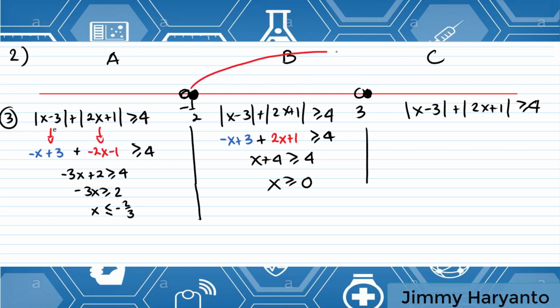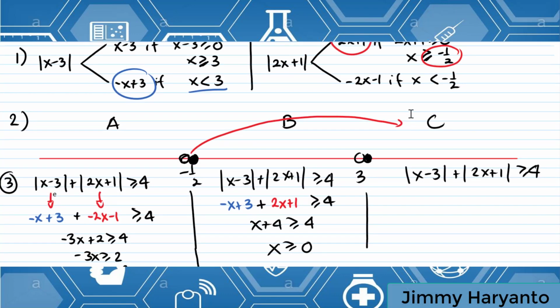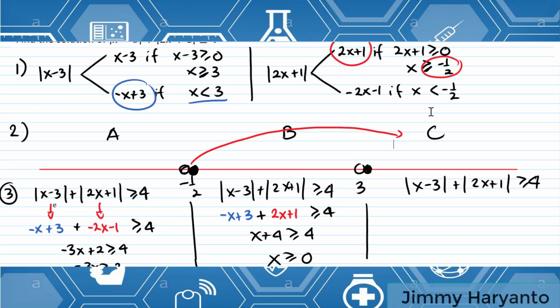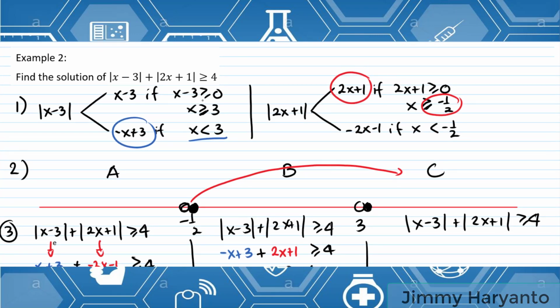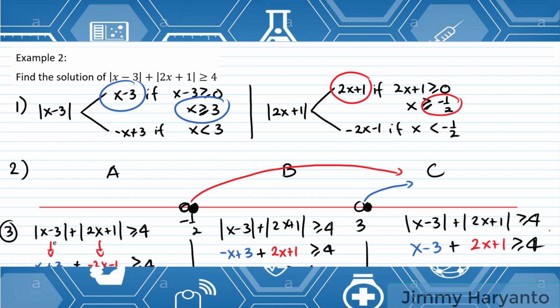Room C is at the right side of negative half, so we will have to choose x greater than or equal to negative half, this one already. And then for the 3, room C is also at the right side of 3, but we cannot choose this one. We have to choose the greater one, x minus 3. So x minus 3, and then for the 2x plus 1, 2x plus 1, and then write the rest. There you go.